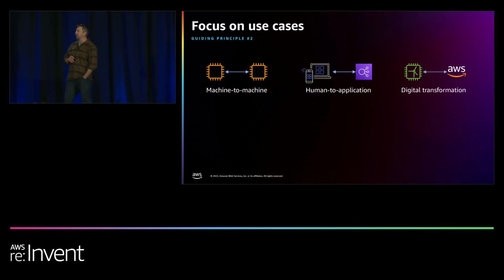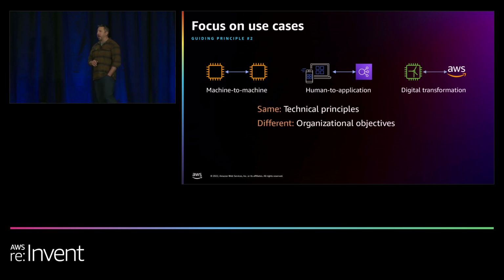The next guiding principle, and this is the token, like if you only take away one thing, I hope this is what you take away, is to focus on use cases, right? These are the three use cases that we broadly characterize things as, right? Machine to machine, human to application, and digital transformation. But what's really interesting about these use cases is that they all share those same fundamental underlying principles, right? The same technical principles. We need to be using identity in greater context and more stringent evaluations.